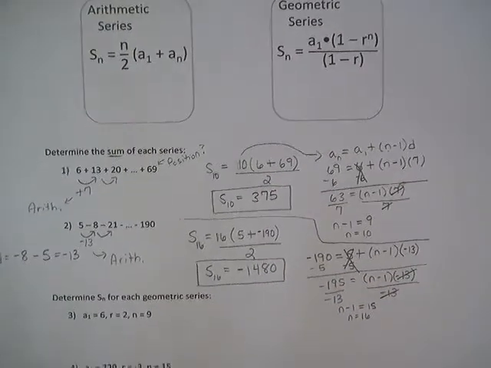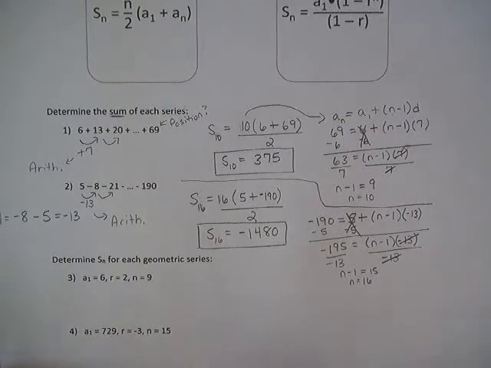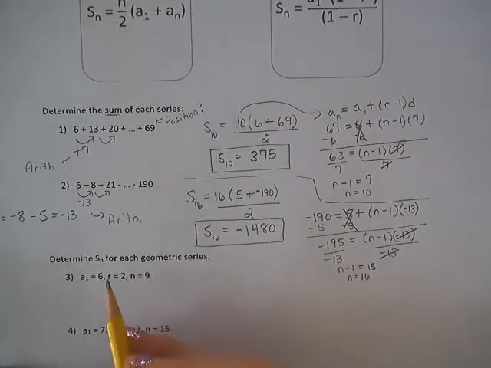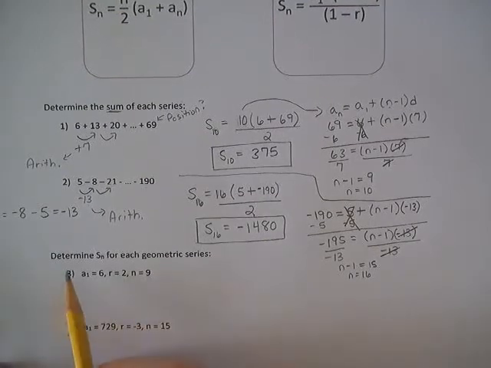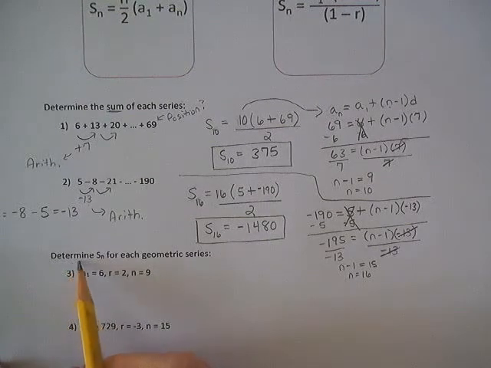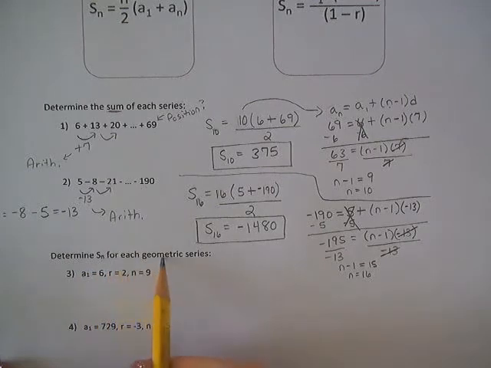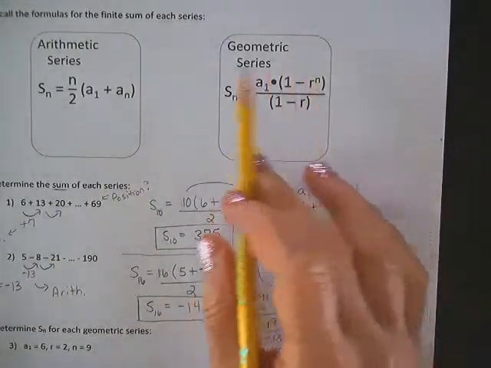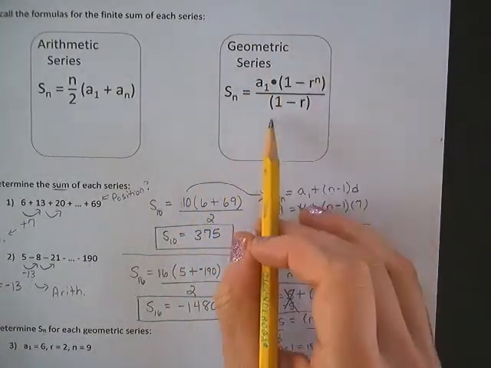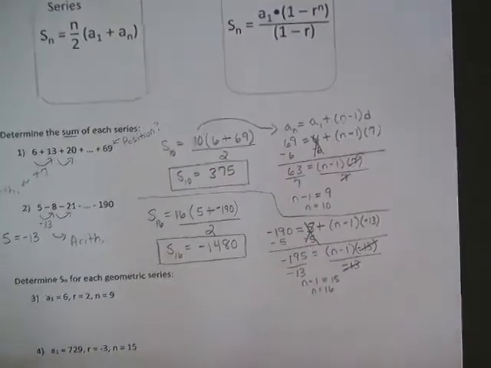Okay, so what do we do when they give us information in a different way? Well, this is just kind of practicing that. So for these next few problems, it says determine the sum of n terms for each geometric series. So they're telling us that it's geometric, okay? And so that means we're going to be using this formula up here. So make sure you're using the right formula.